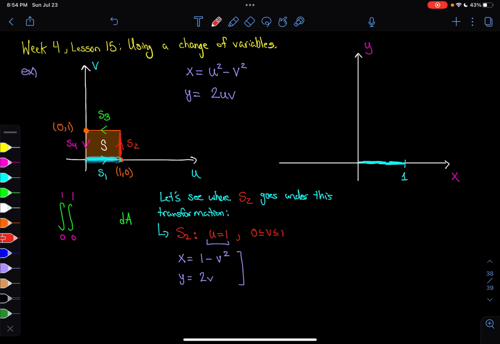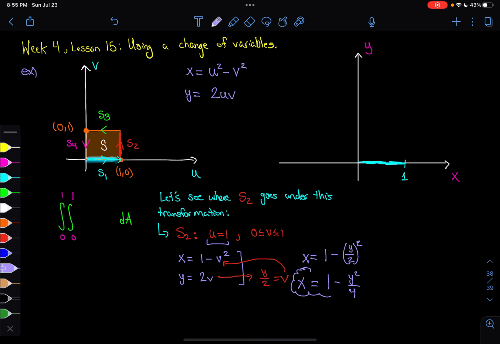And what we're going to do is I'm going to solve this second one for v, and I'm going to plug that into the first one because I want this equation to be in terms of x's and y's. And that very quickly gives us that x is equal to 1 minus (y over 2) quantity squared, which is equal to 1 minus y squared over 4. Okay, so this is the shape that we get. Now, what is this? Well, this is an upside down parabola. Okay, it's an upside down parabola.